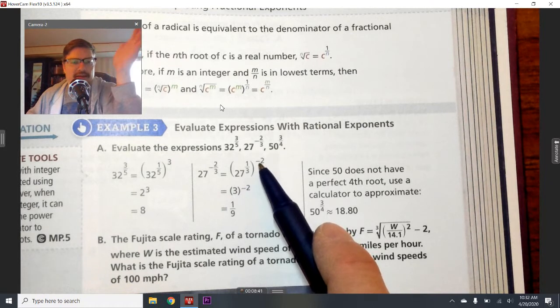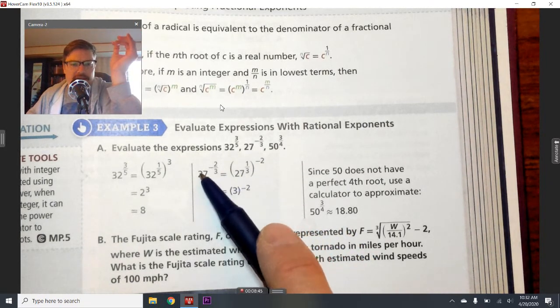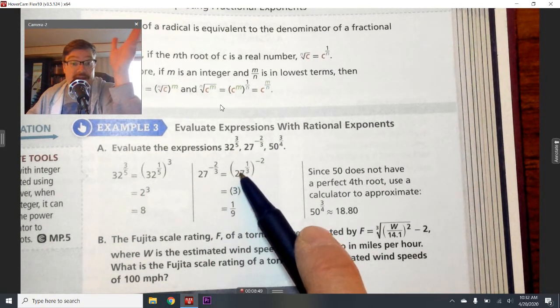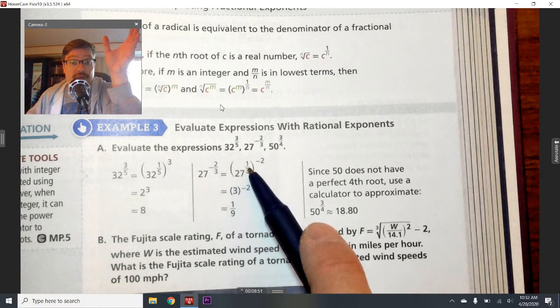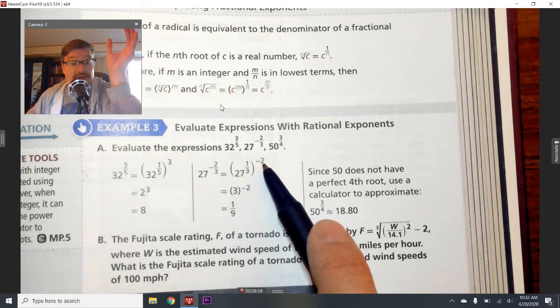The negative exponent is the very last thing you do. So don't let it sweat you. You're going to basically do the same process. You're going to take that third root, and we just did that one. That's a 3. Now 3 will be raised to the first power, and that will be 3. So that's here. However, we still have a negative 2.